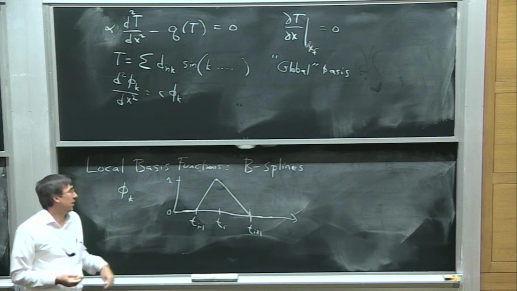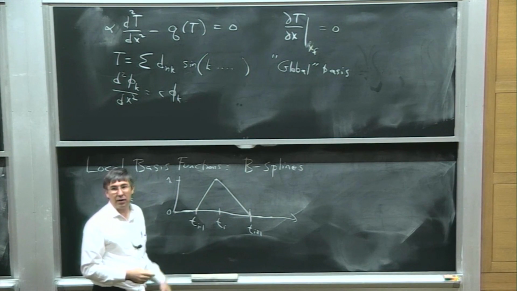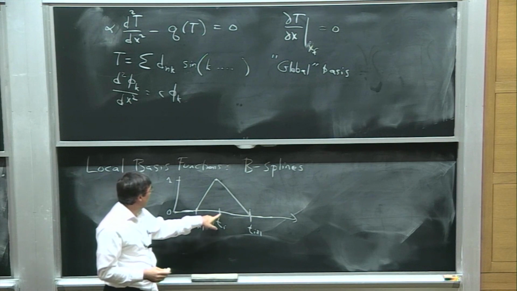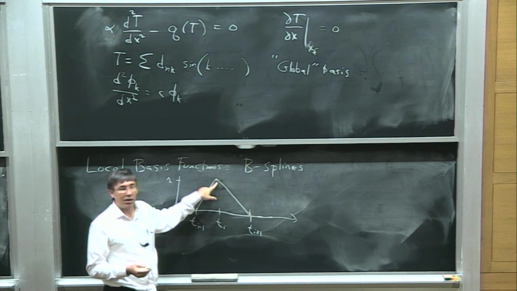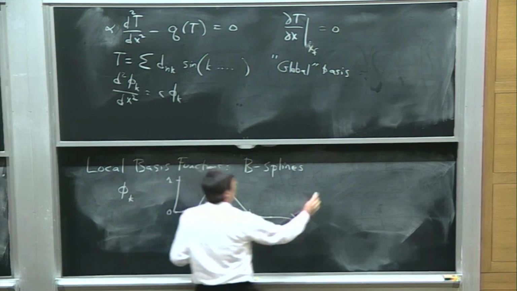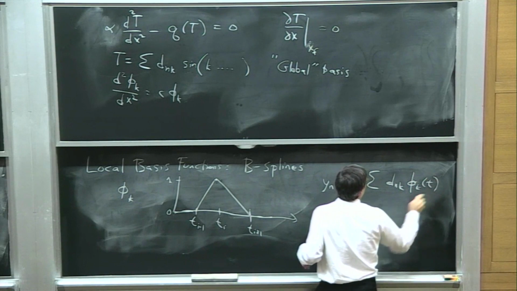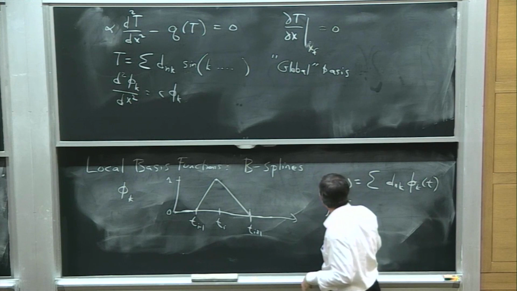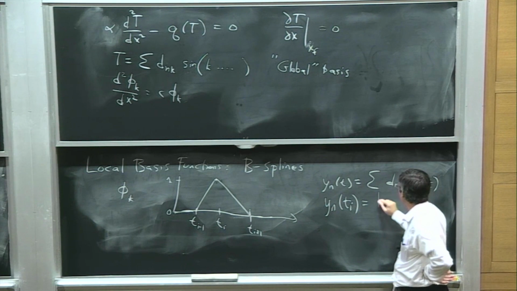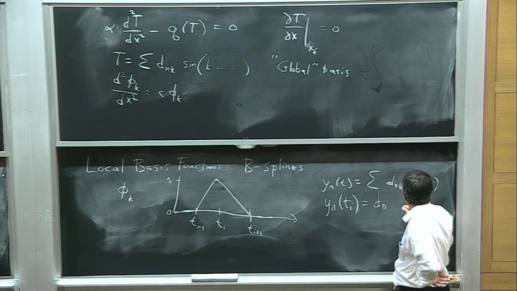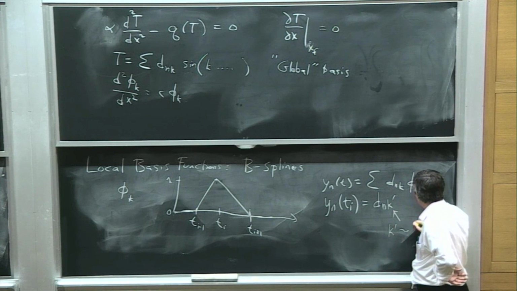And this is a very common basis set. The nice thing about this basis function is it's 0, except in this little tiny domain around it. Okay, and it's the only basis function in the whole set that has a non-zero value at t_i. And so if you want the function to equal something at t_i, it's going to be equal to the coefficient of this basis function, right? Because we're going to write y_n(t) = sum of d_nk phi_k(t). And so if I really care about y_n evaluated at t_i, only one basis function in this whole sum is going to have a non-zero value there. So that's going to be equal to d_nk, where k' matches up to t_i.